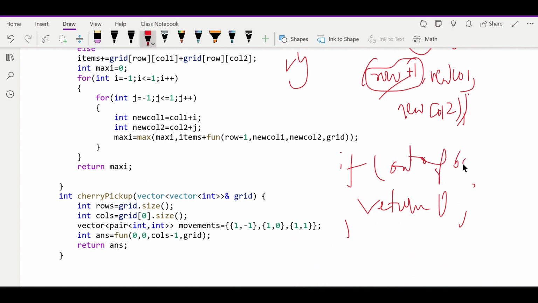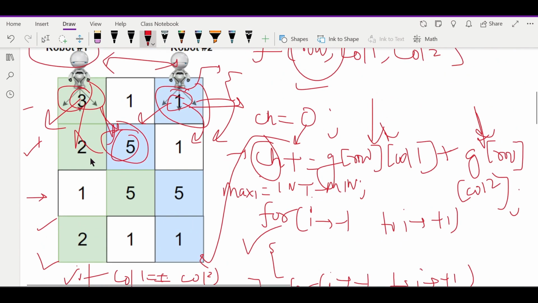And you also already know out of bound logic, right? Out of bound logic: if row is less than 0, or equal to the rows size, the grid's size, right?